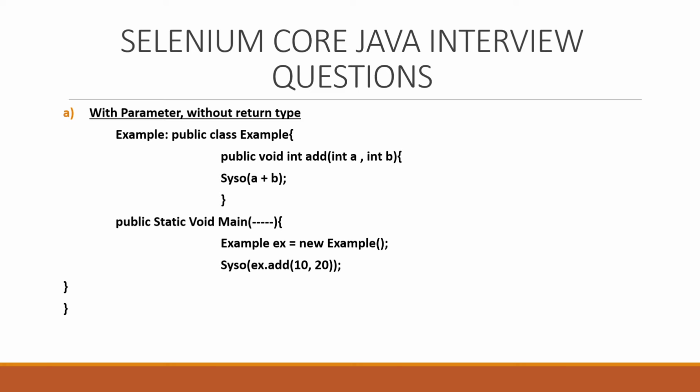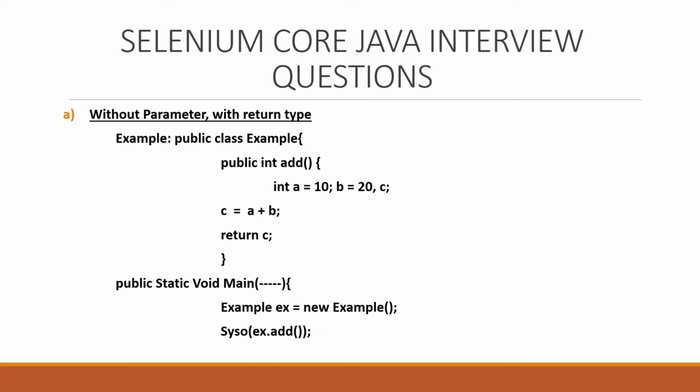Inside the main method I am going to use example dot add of 10 comma 20. If I execute, I will get the output as 30. With the help of the class object, I am going to call that method, add of 10 comma 20, so you will get console output as 30. But here I am not using any return type, that's why I mentioned void.